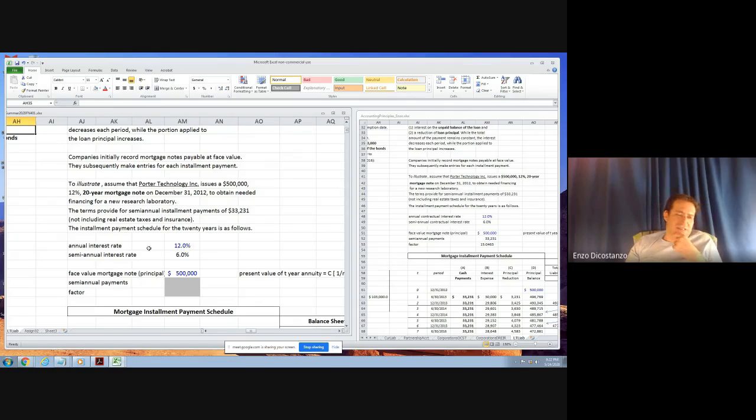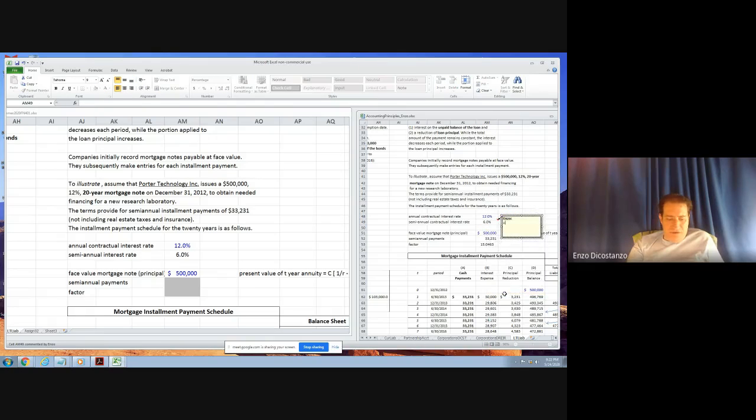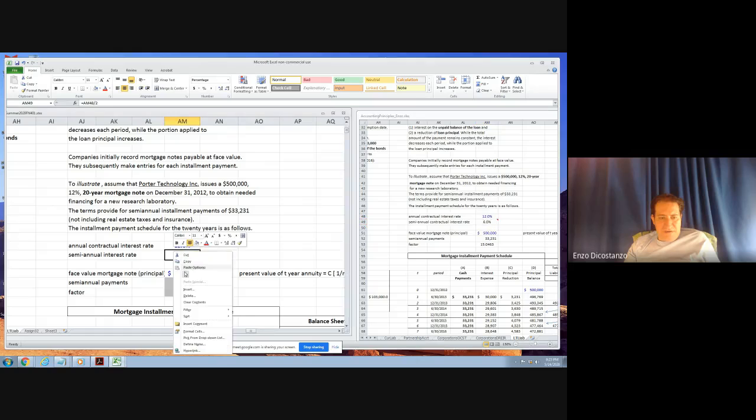So you just use, this is the contractual annual interest. But what we're going to say here is the following. This is going to be used as the discount rate. That's used, and same thing here.